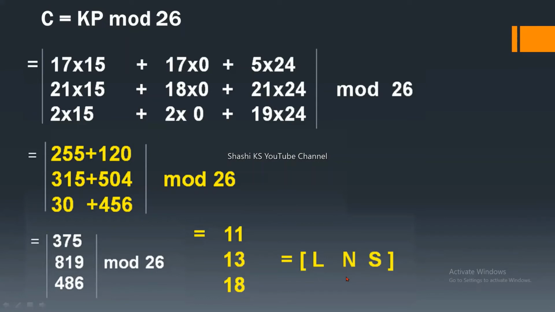So this LNS along with the key will be sent to the receiver, and the receiver will be decrypting it on the receiver side by using the same key, and it will be getting back the plain text. So that is all about the Hill cipher encryption algorithm.